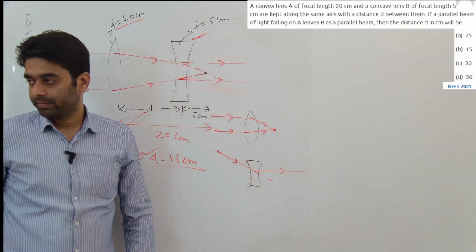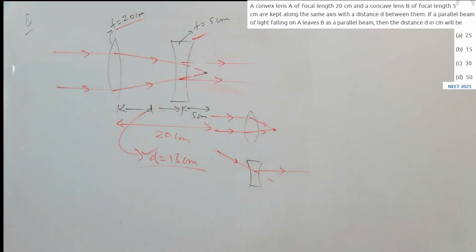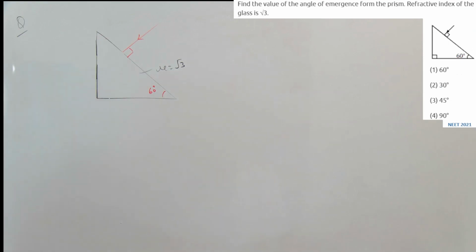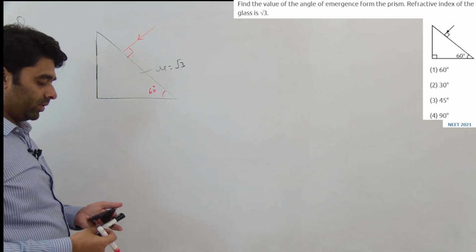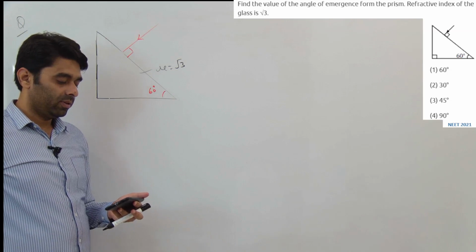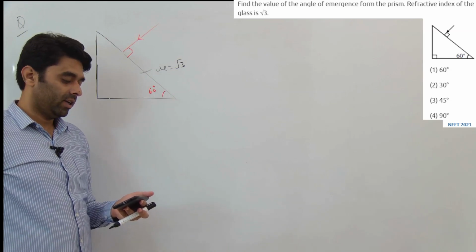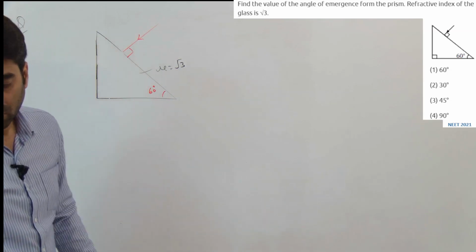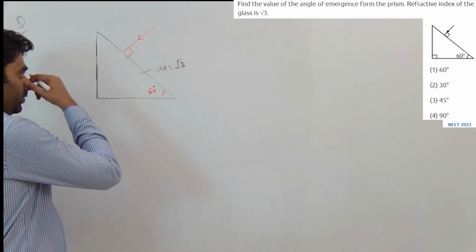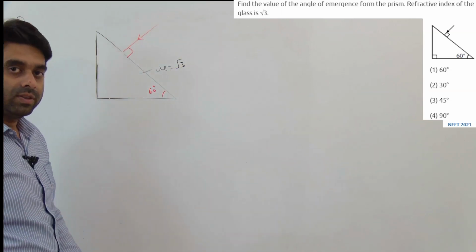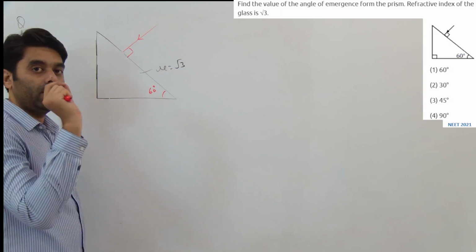Let's move ahead. The next question that is given to us is, find the value of angle of emergence from the prism. Refractive index of glass is √3. Fine. So I have drawn the figure. This is what is given to us. This is our incident ray. How is the incident ray falling? The incident ray is falling normally.